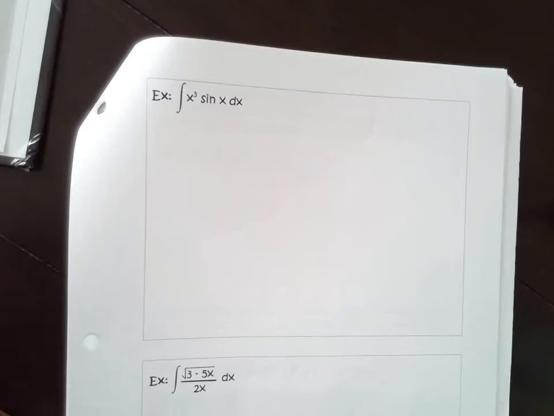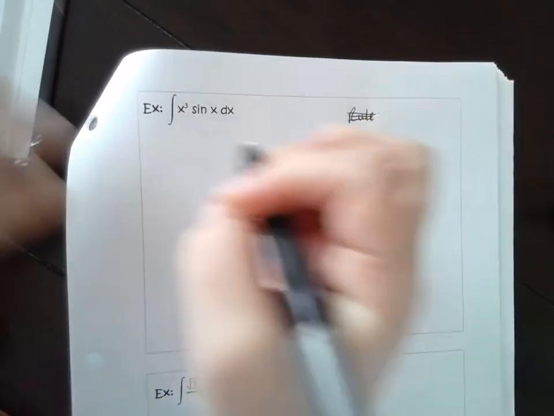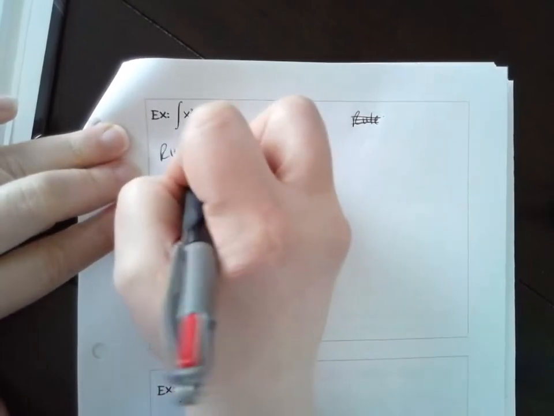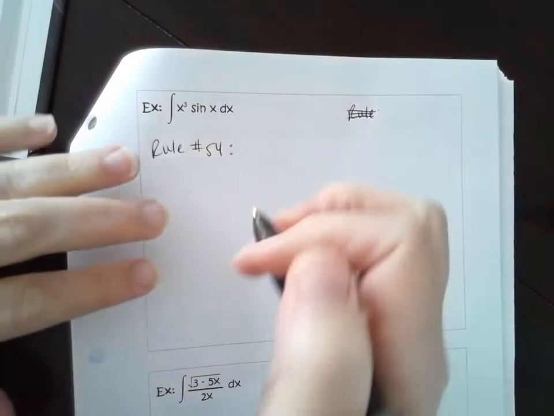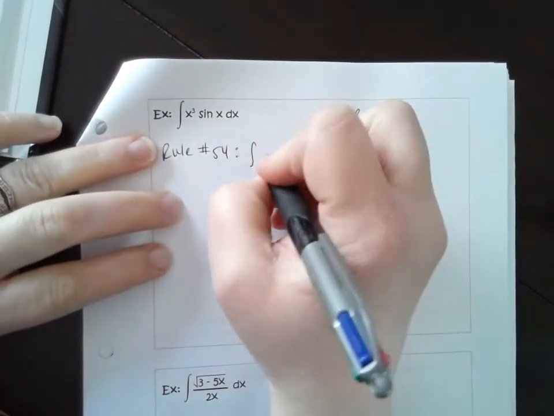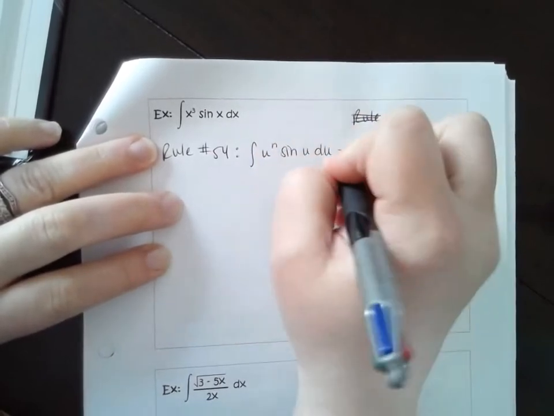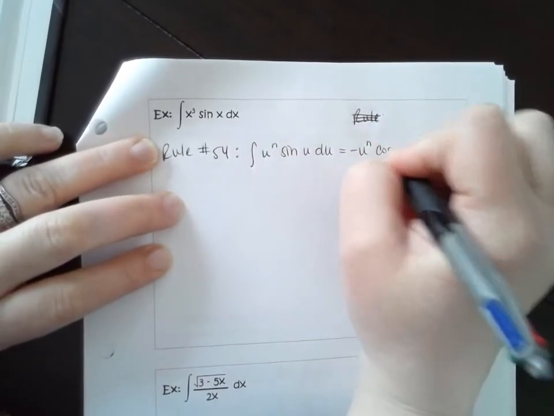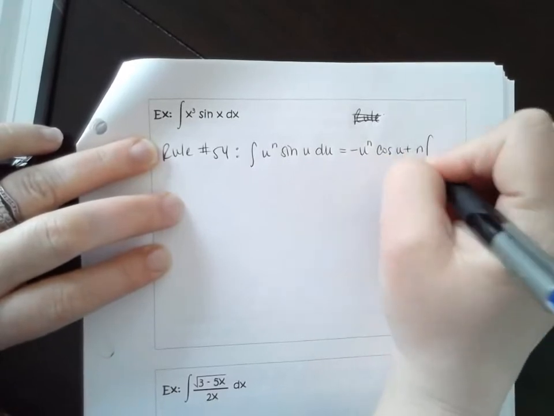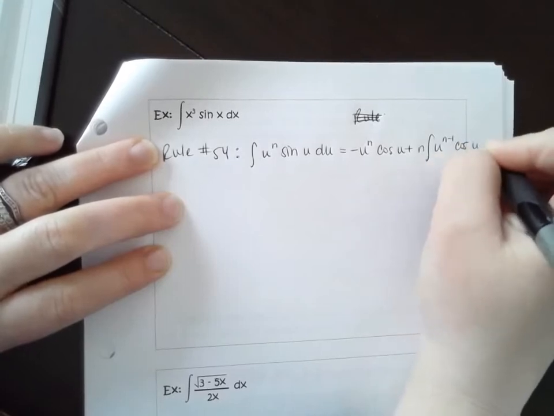And I hope that you stumble upon rule number 54. Okay? Rule number 54 says the integral of u to the n sine u du is equivalent to negative u to the n cosine u plus n integral of u to the n minus 1 cosine u du.